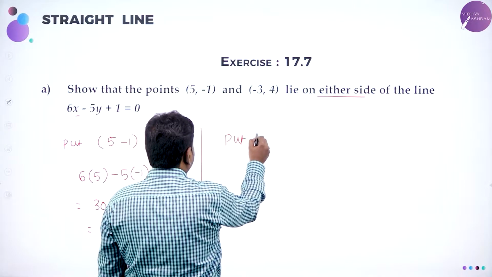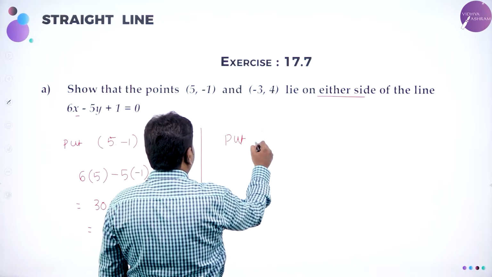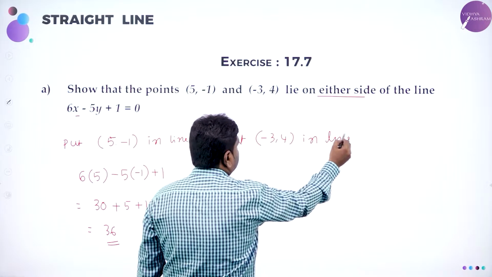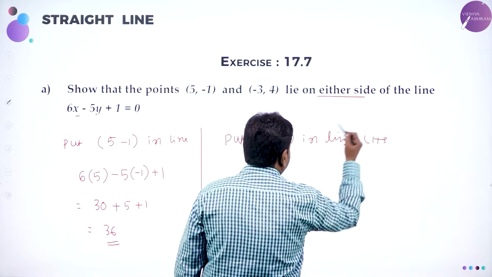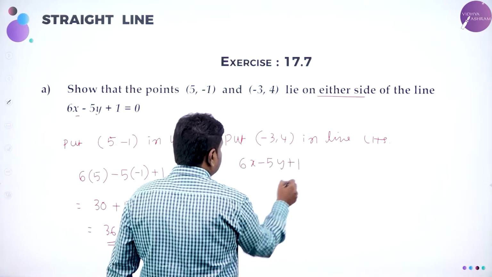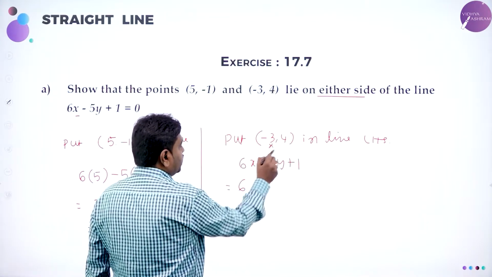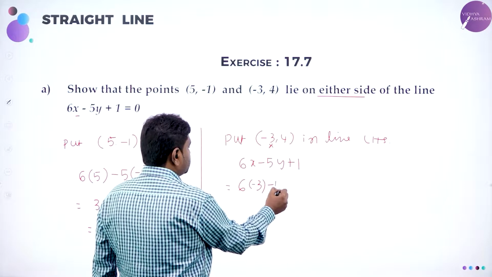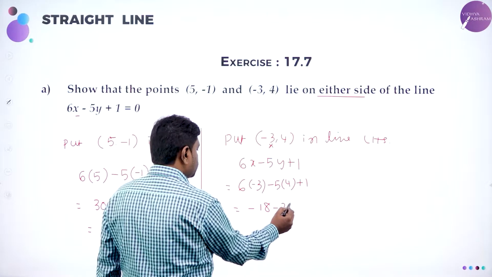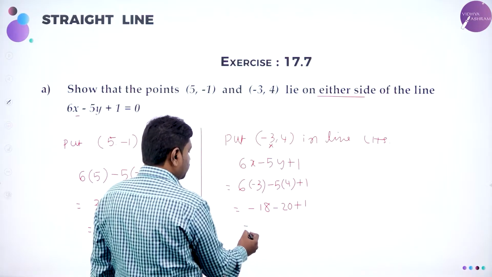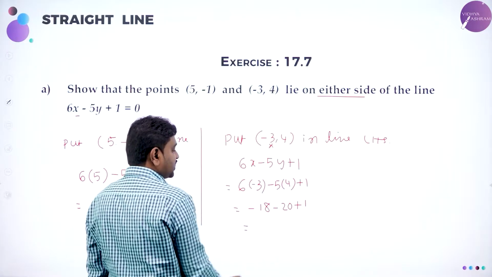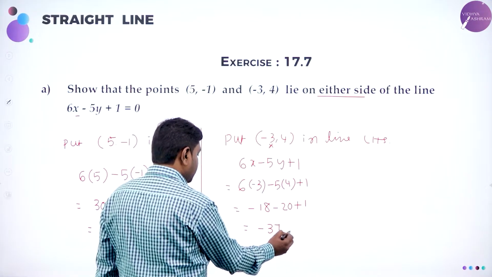Now put the other point in the LHS. What is the other point? -3, 4 in the line equation, in the left hand side. That is 6x minus 5y plus 1. In that you put the x coordinate, which is -3, minus 5 into the y coordinate 4, plus 1. Minus 18 minus 20 plus 1. Minus 18 minus 20 becomes minus 38. It will become minus 37.